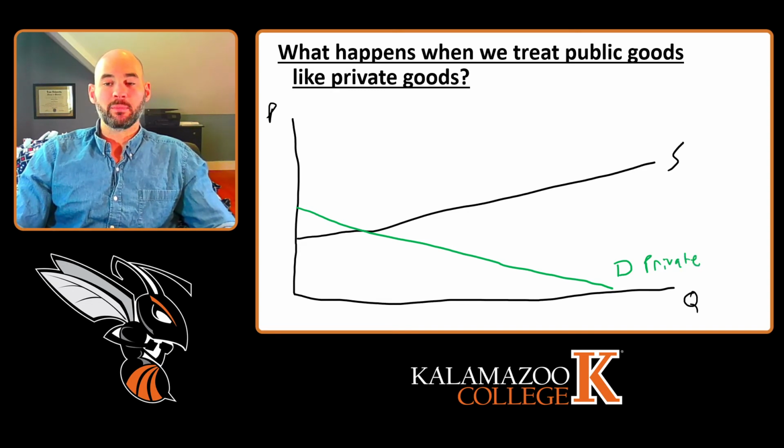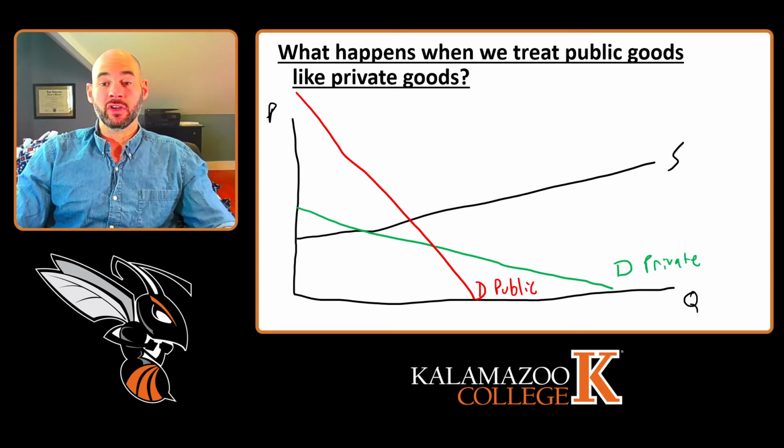And we add public goods vertically. We sum the demand vertically. And so we'll draw the demand up here. It's going to be steeper, but its horizontal intercept is not as far to the right. So this is D public.